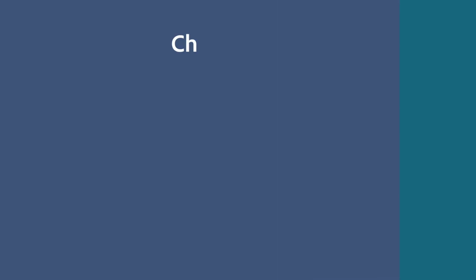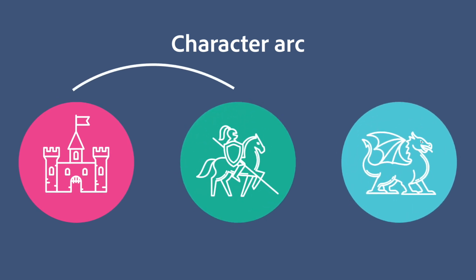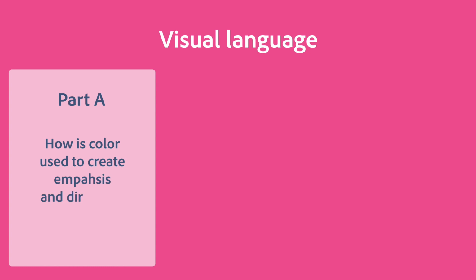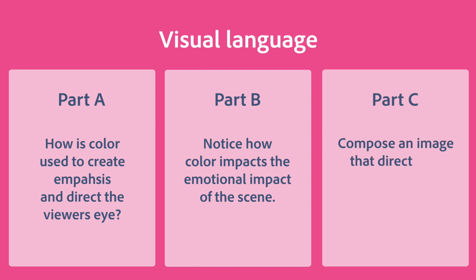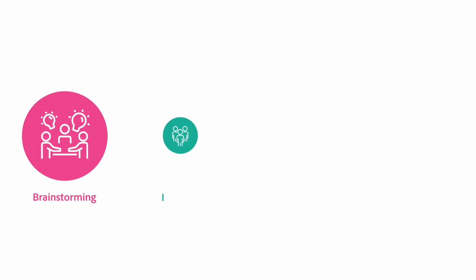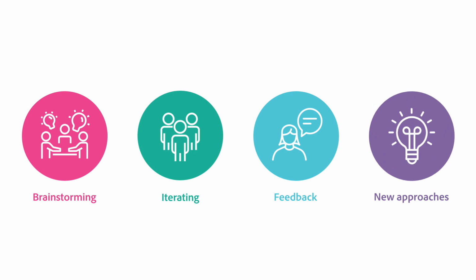When students create a character arc in Lesson 2, they do so by drawing on one of their 3 favorite films that they identified in Lesson 1. When students try creating visual language in Lesson 4, they utilize the story spine they created in previous lessons. And by the end of the unit, students have developed all the skills and components they need to create their own unique story reel, including brainstorming, iterating, giving and receiving feedback, and trying new approaches.